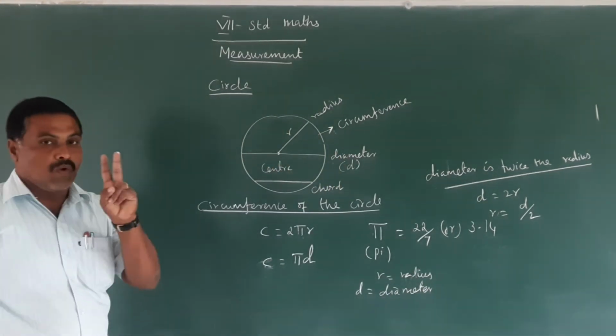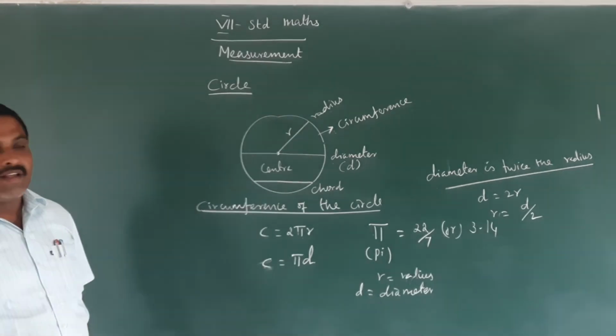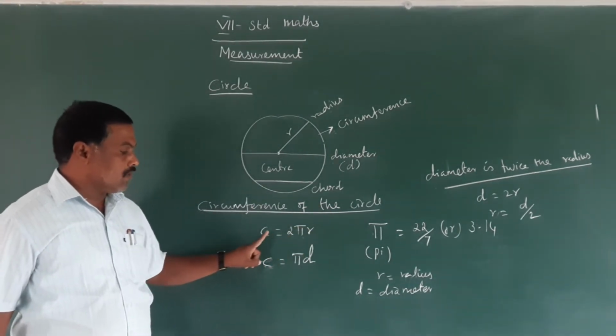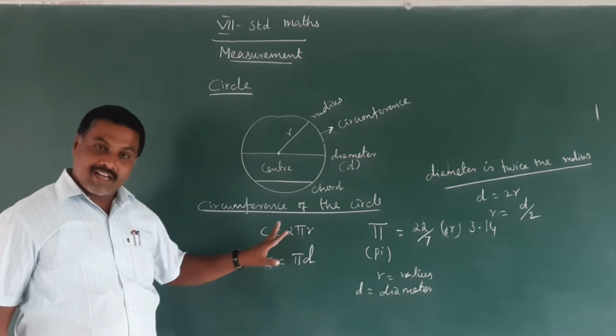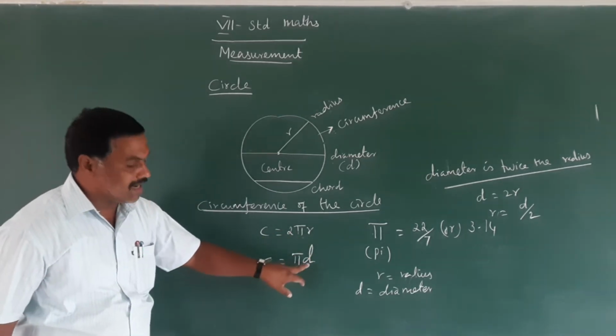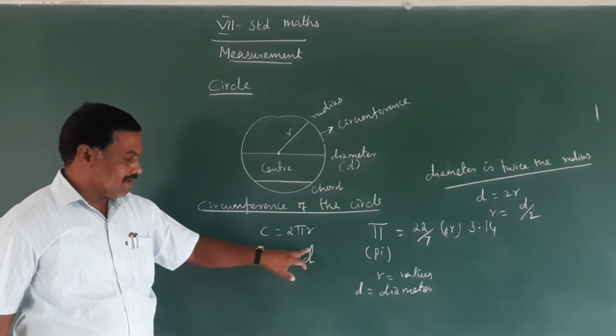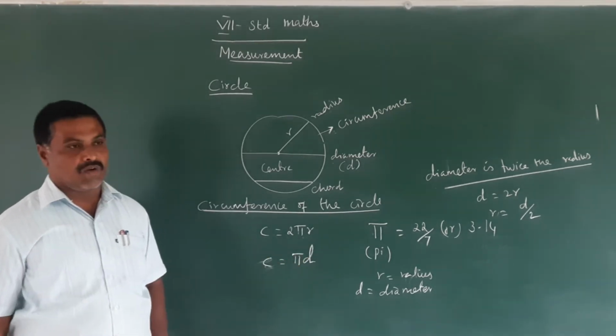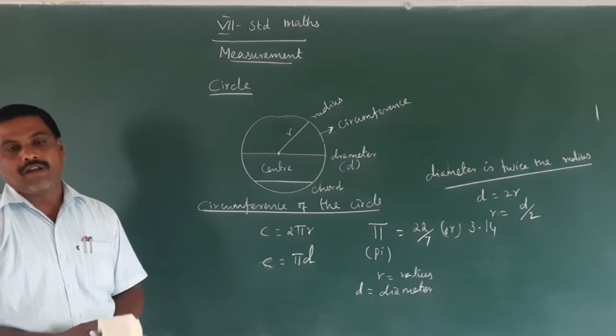The circumference has one formula: the circumference of the circle, C equals 2 pi r. And one more formula when the diameter is given: C equals pi d.